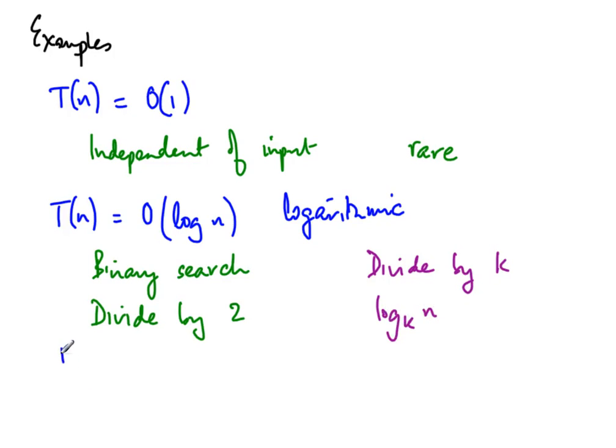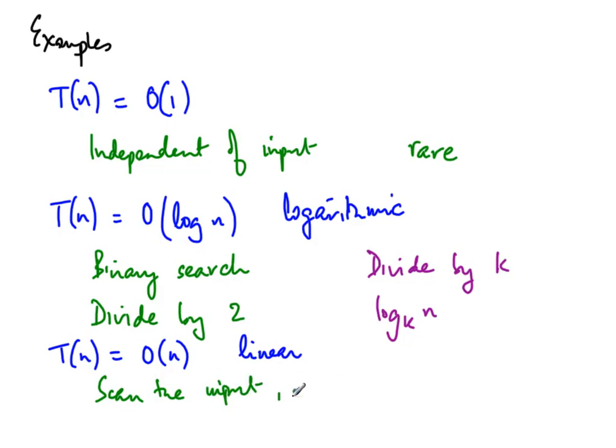A third category which is common is linear. So we say t of n is O of n, this is the linear set of problems. So in these problems, you essentially have to scan the input, but scan it a fixed number of times, typically once, but maybe twice or thrice, but the number of scans doesn't depend on the length of the input. And an example of this is one which we have already seen.